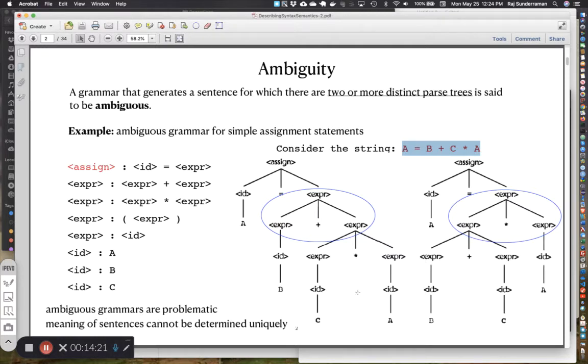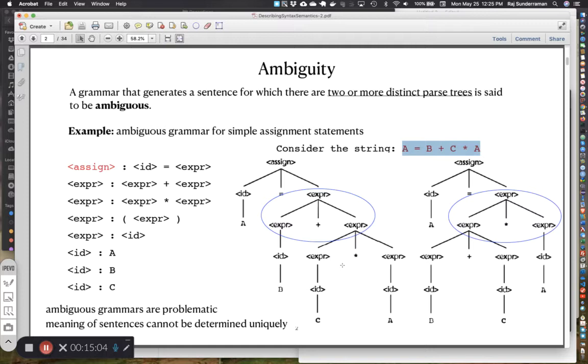And why is ambiguity a problem? Because the final meaning assigned to this assignment statement may be different, not maybe, will be different in the two. By the way, this is something you should observe in these two trees. Even though we expanded in the first tree the expression using the plus rule first, and then below that we expanded the expression using the times rule. So we expanded expression first using plus, and then using star or the multiplication in the first tree.